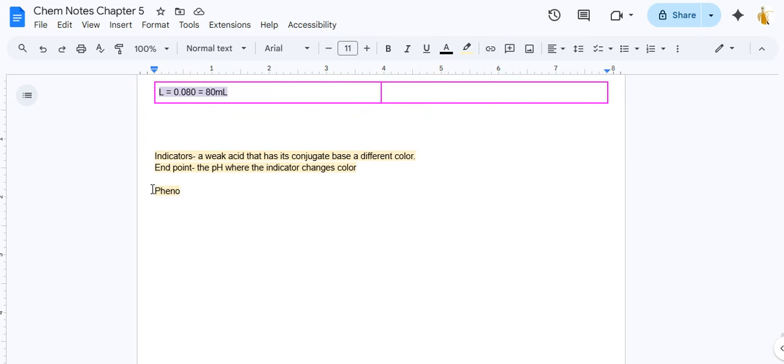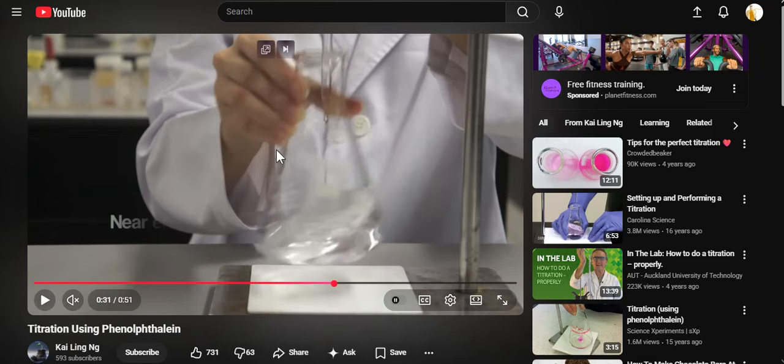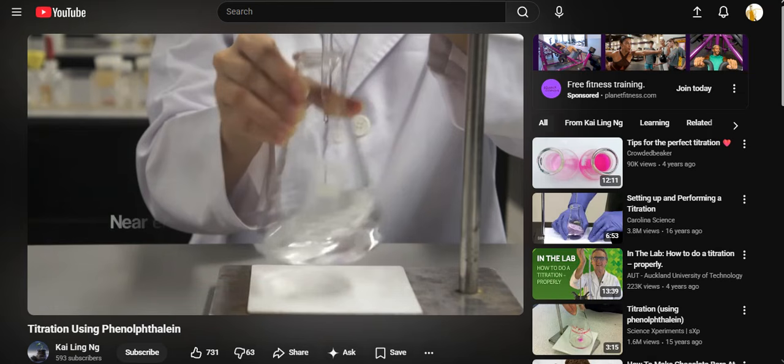And this indicator changes color when a specific pH is reached. So when the indicator is at a specific pH, it changes color. And we use indicators because if there's no indicator, for example, when the solution in here reaches a certain pH, we won't be able to tell.